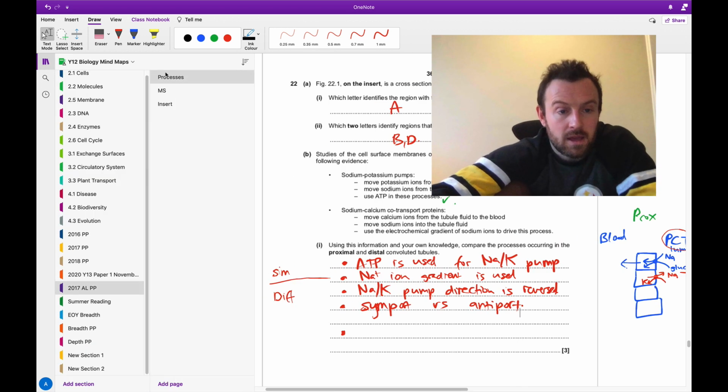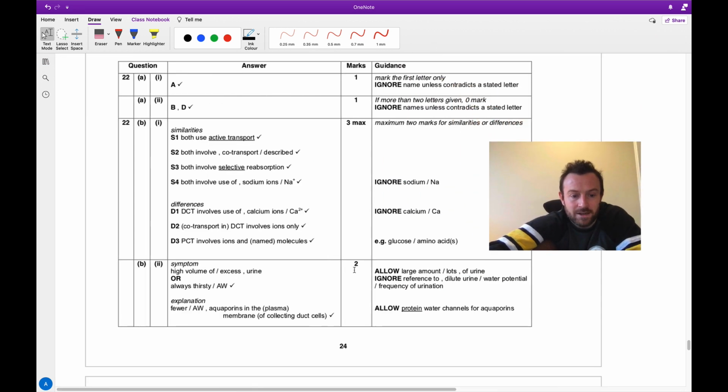And let's double check the mark scheme here. That's a tough question there. Very technical. So both use active transport, both involve co-transport, both involve reabsorption, both involve sodium ions. Differences: calcium versus glucose and amino acids. Co-transport involves ions only. PCT involves ions and named molecules, so glucose and amino acids. Now you have to say ions. Notice you have to say calcium ions or Ca2+, not just calcium. And I don't think they're marked for the simple antiport thing, because it's not really on your syllabus, but it is a difference.